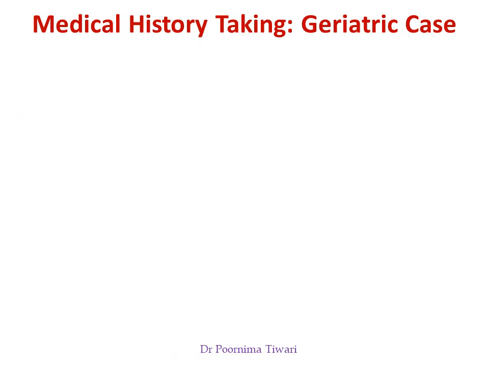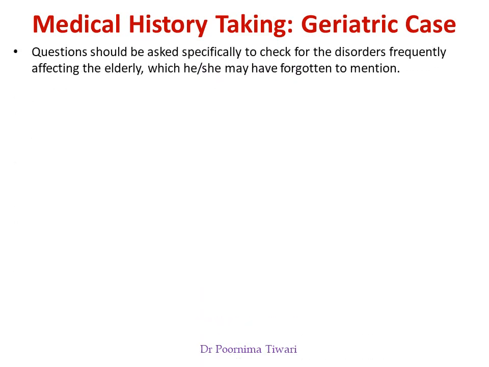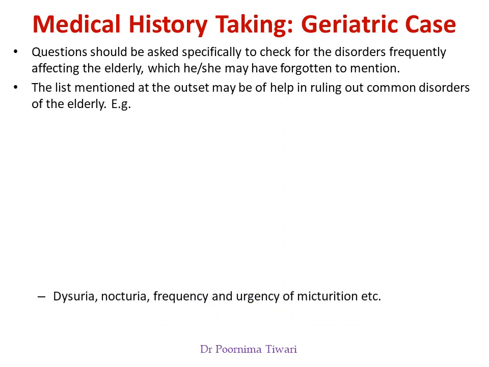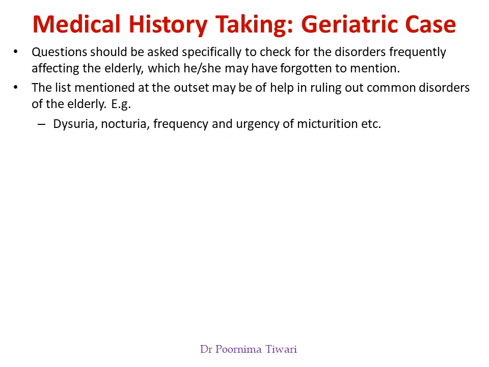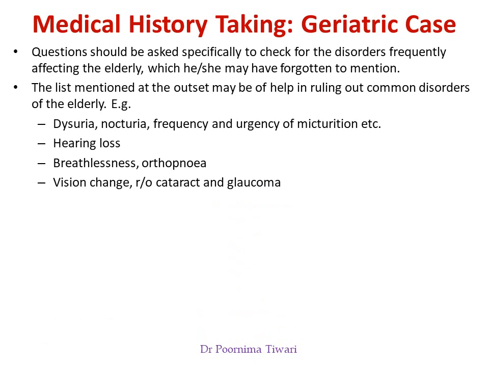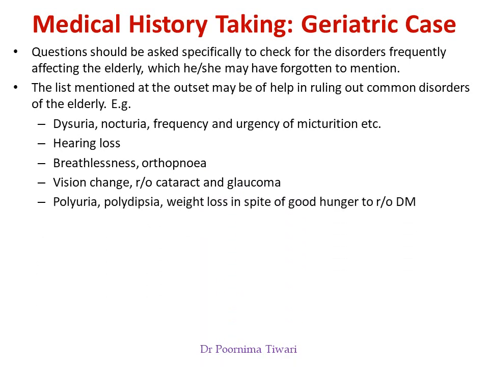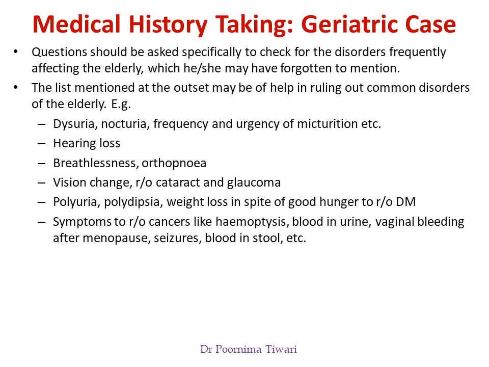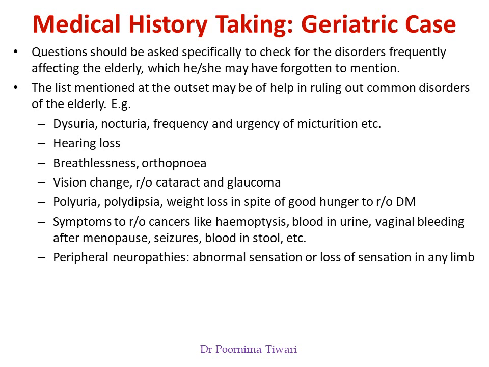In addition to the presenting complaints, you should ask questions specifically to check for the disorders which are frequently affecting the elderly, because some of the presenting complaints may emerge when you ask such questions, because the elderly may have forgotten to mention these presenting complaints. So in this regard, the list mentioned at the outset may be of help. So specific questions can be asked like dysuria, nocturia, frequency of micturition, hearing loss, breathlessness, orthopnea, changes in vision, polyuria, polydipsia, weight loss, then symptoms suggestive of cancers like hemoptysis and peripheral neuropathies, abnormal sensations in any limb.